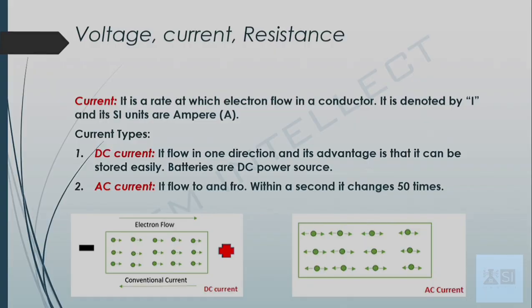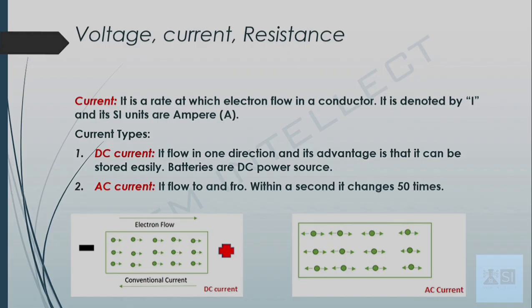The first thing is current. What is current? It is the rate at which electrons flow in a conductor. So what is a conductor? A conductor is a material that allows the current to flow through it. Copper and aluminium are examples of conductors. Current is denoted by capital I and its SI unit is ampere, generally written as capital A. Further, current is of two types.